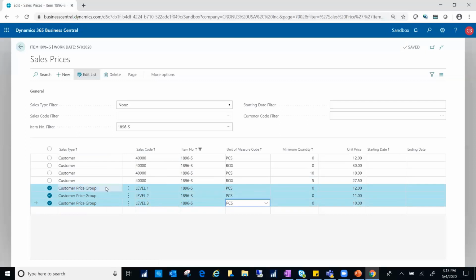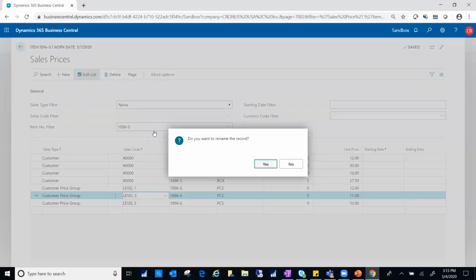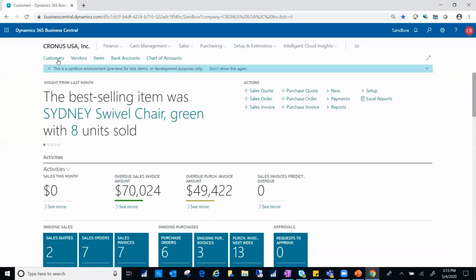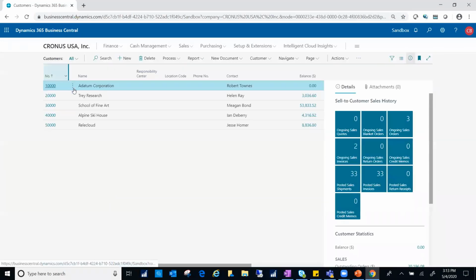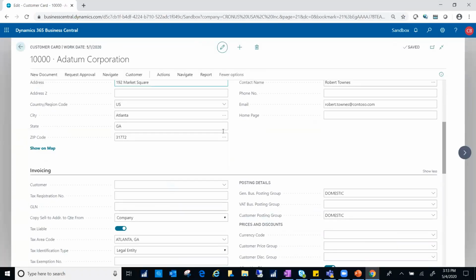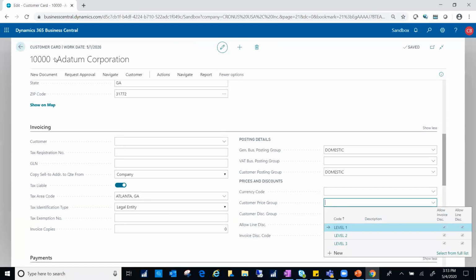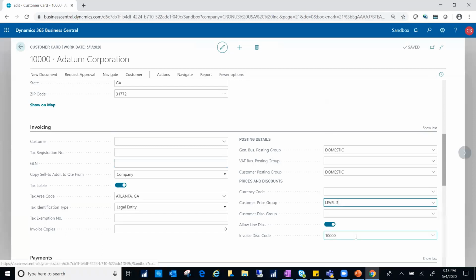Now, as I mentioned, now that we set up a customer price group based on levels, I'm going to go to my customer records. And let's just choose the very first customer. And this is where I would set up the price group for that customer. So now that I'm on customer 10,000, what level does that customer belong to? I'll just say he's at level 3. So this customer is a level 3 customer.